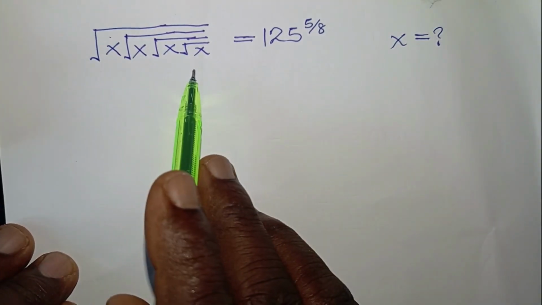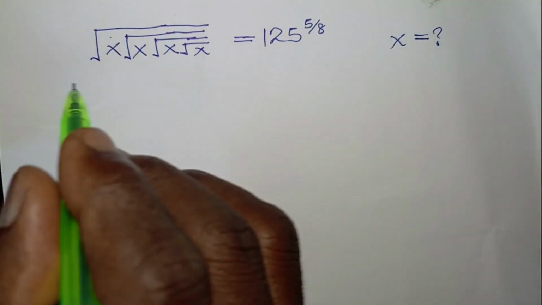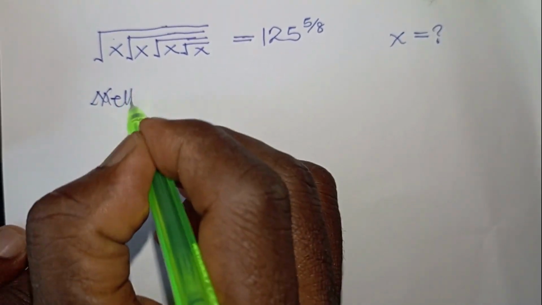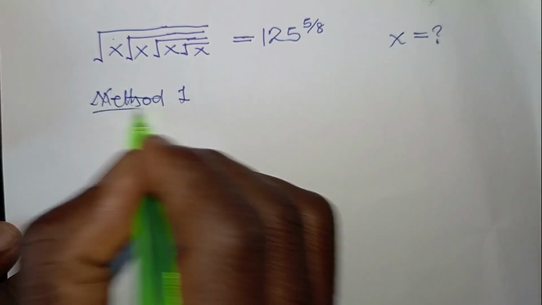Hello, welcome. Let's look at the solution to this beautiful equation. We're going to use two methods. So let's have method one. Solution.